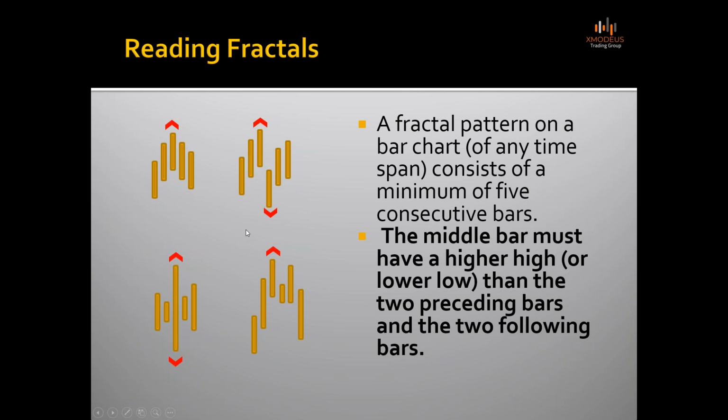Of course, you have other fractals which look like this, so long as, in terms of this arrow here, two or more bars on the left and two or more on the right are below this middle bar. The middle bar must have a higher high. Or if it's a down fractal, it must have a lower low than the two preceding bars and the two following bars. So that is in words how a fractal is defined.